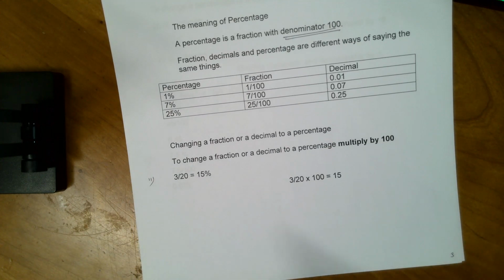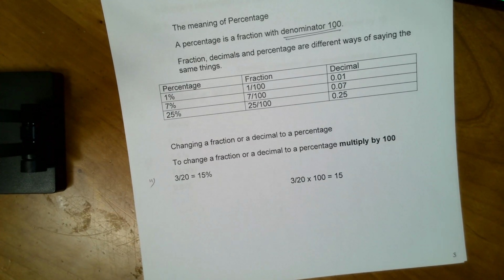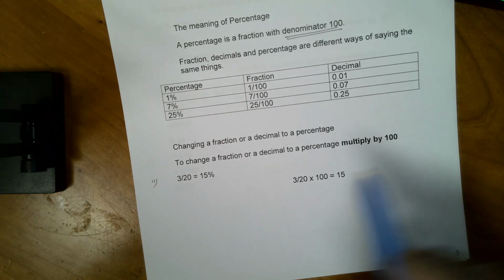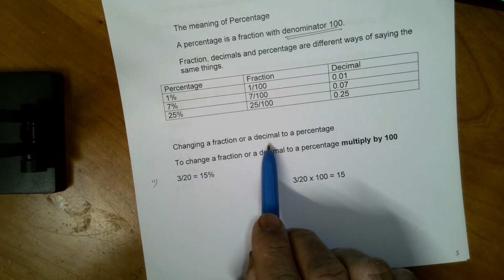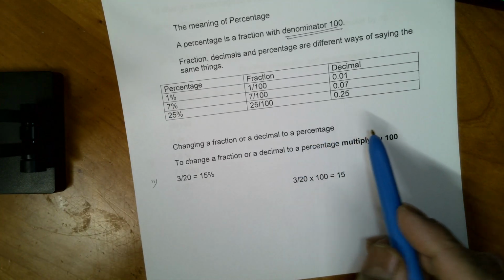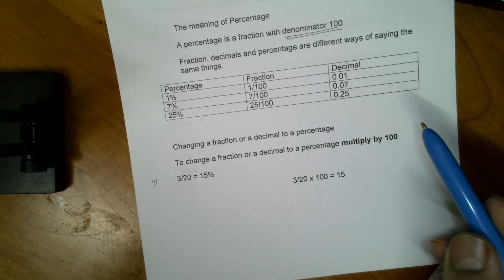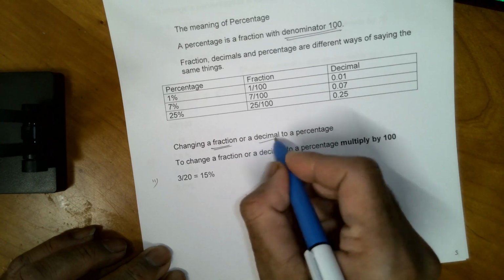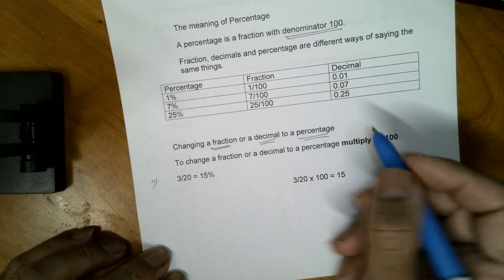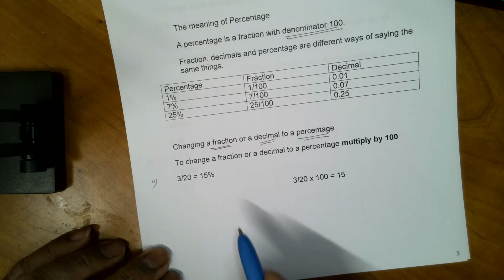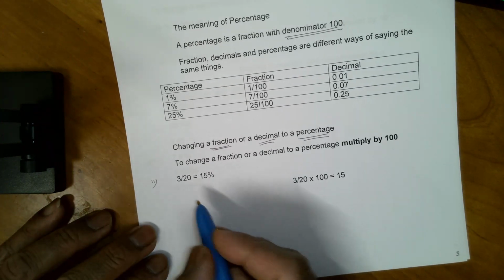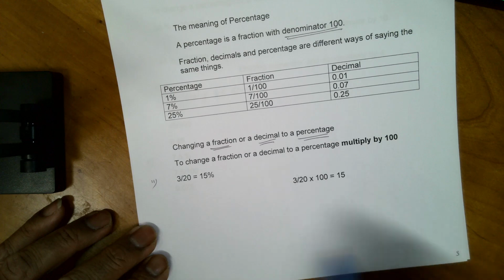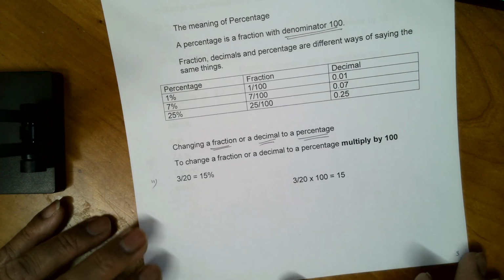let's do some exercise and then we will find out. Changing a fraction over a decimal to a percentage. So this is what we're going to do now, from fraction over a decimal to percentage. So first we do with fraction. So we have here 3 divided by 20, that is 15%, but obviously we need to get that. How did we get that?